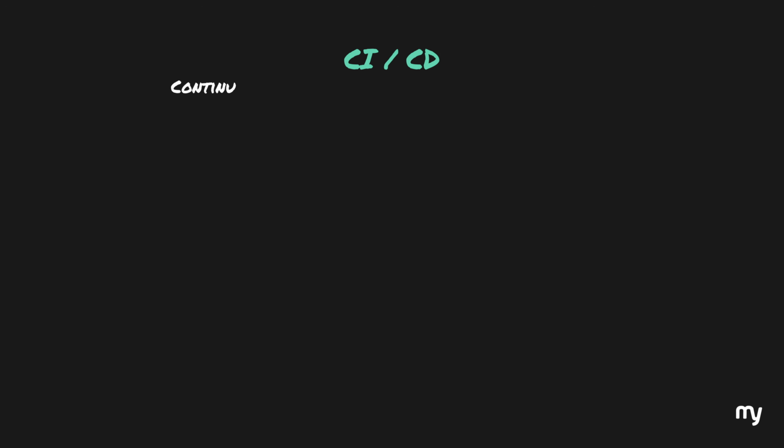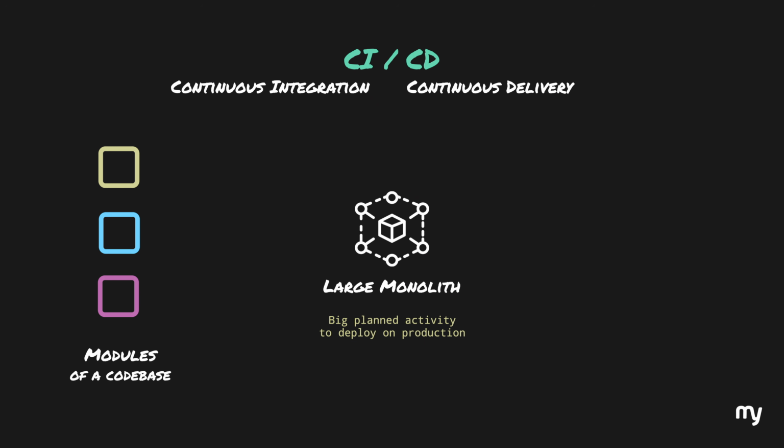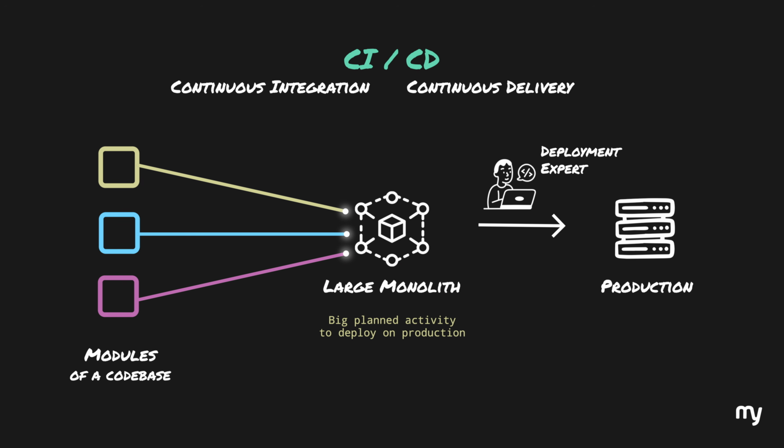CI/CD stands for Continuous Integration and Continuous Delivery. Back in the day, during the era of monolithic architecture, the release process of an application to production used to be this big planned activity. Changes from a lot of different modules of a code base were packed together, and then we had these infrastructure and deployment experts who manually deployed the application on production with some Linux magic.